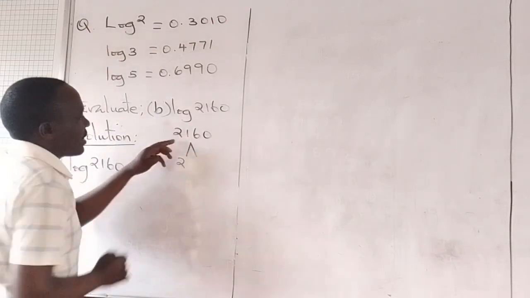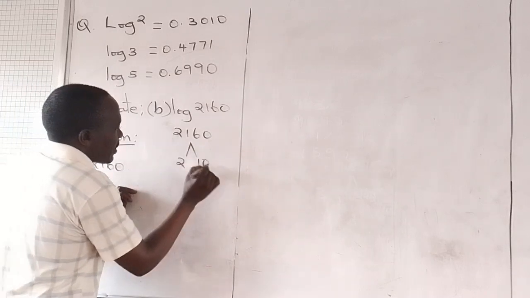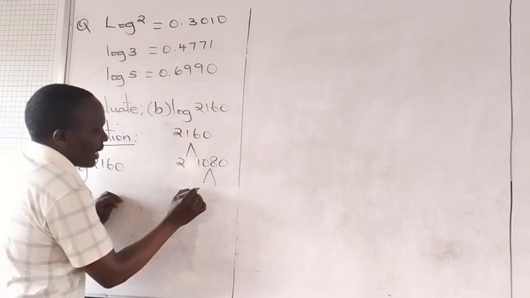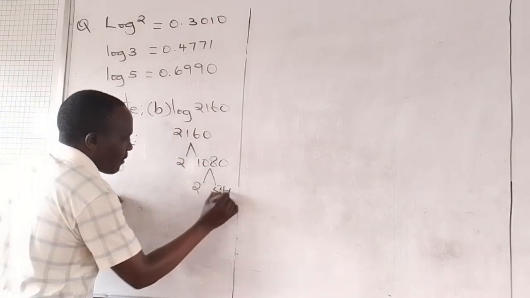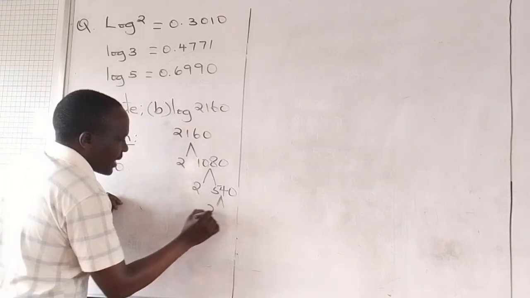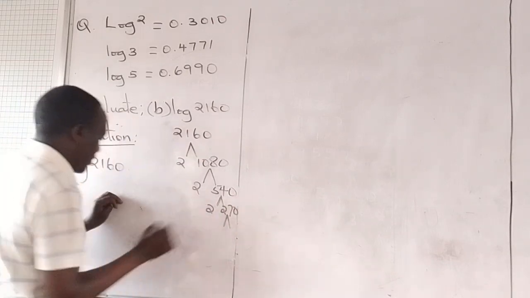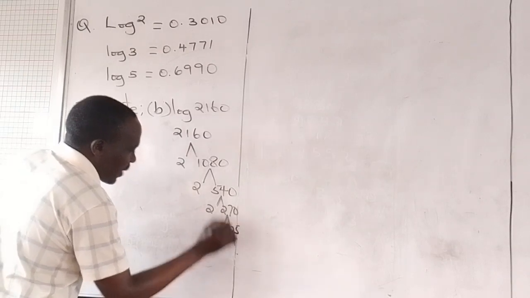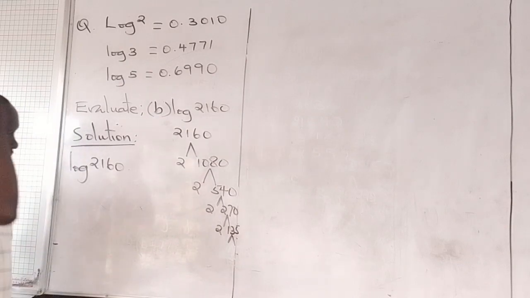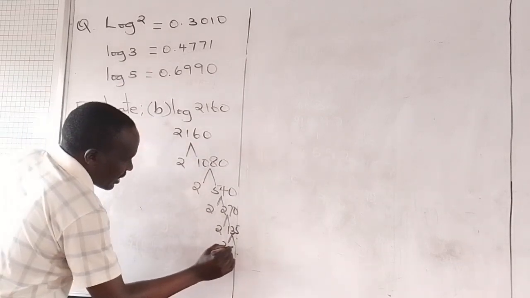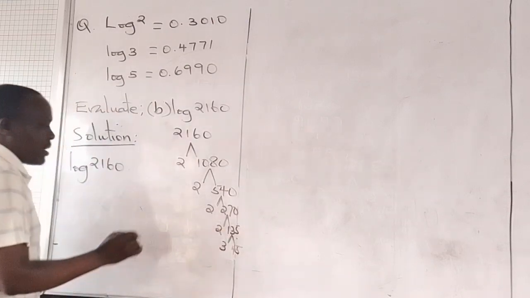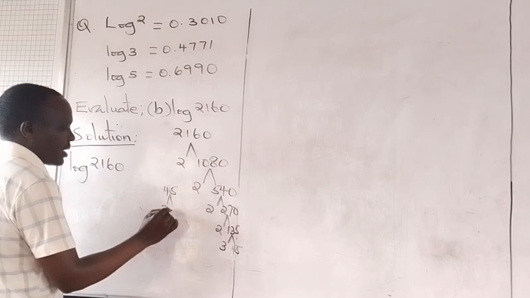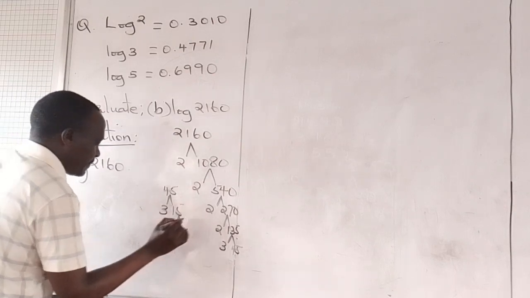So 2 will divide this one as 1080. Then 2 again can divide 1080 as 540. 2 again as 270. 2 can again divide this as 135. 135, 2 cannot divide. This one, 3 can divide this one by 45. Then we have 45. This 45, 3 can divide 45 as 15, then 3, 5.